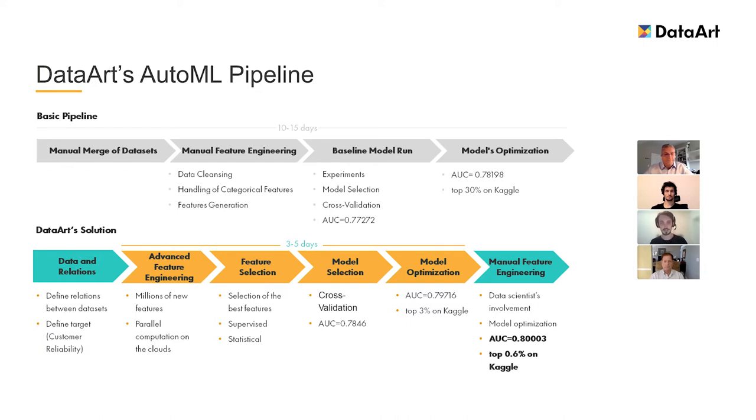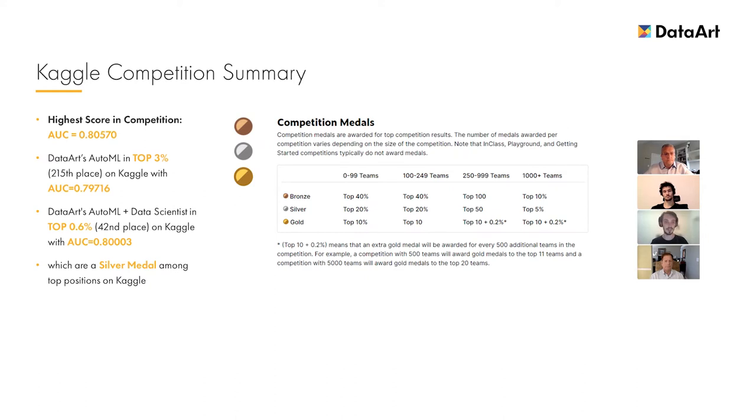On the next slides, I would like to summarize our competition results. So the highest score across all the teams in the competition was 0.805, and our best score was 0.8, which is pretty much close. So with only the automatic pipeline, we got to the 215th place from more than 7,000 teams, which is top 3%. And with data scientist involvement, we got to top 0.6%, which is 42nd place in Kaggle.